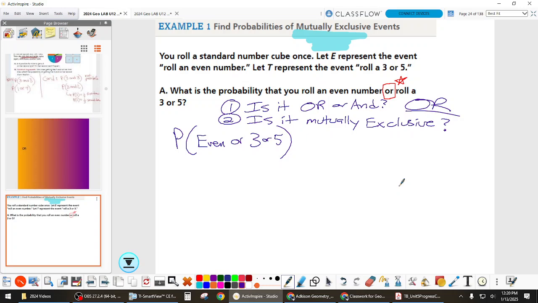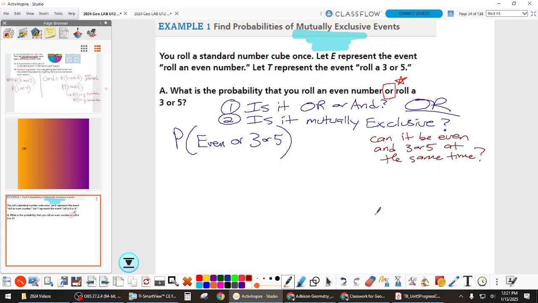Yes. So in this case, we're saying, can it be even or a 3 or 5 at the same time? If you're working with me, maybe you should write this. Can it be even and 3 or 5 at the same time? That's what we're asking when we say mutually exclusive. What do you think?